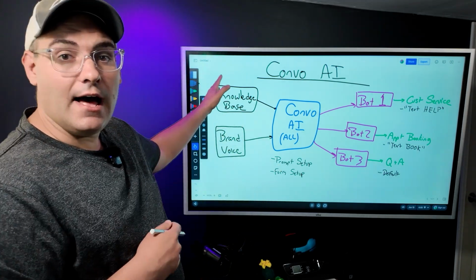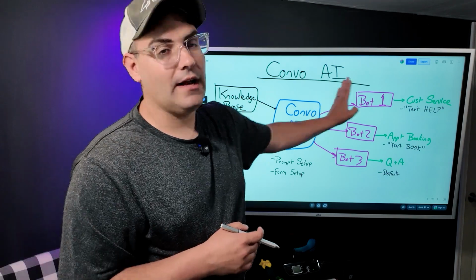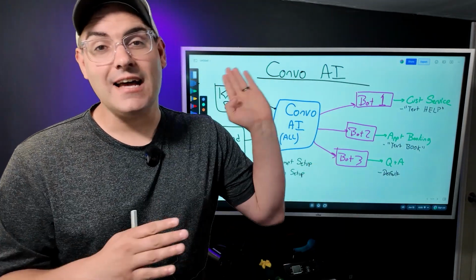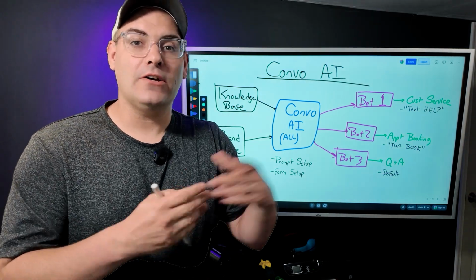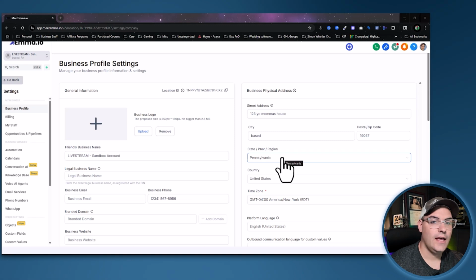So again, we've got knowledge-based brand voice is gonna tune up the whole system. And then within the system, we're gonna have multiple different agents for multiple different things. So with that said, let's hop back into HighLevel and we'll actually go ahead, we'll build some of this out. All right, so we're back here inside of HighLevel, and we want to go ahead, let's set up Conversation AI.